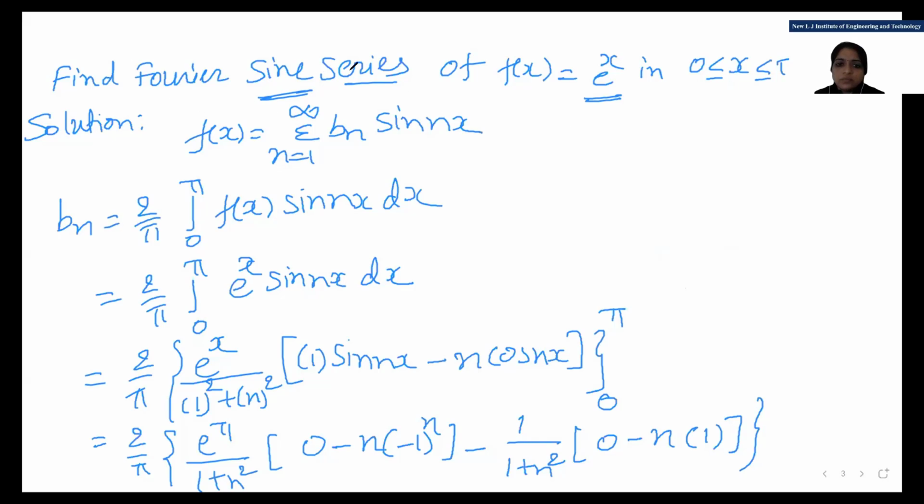So find Fourier sine series. This is our function. Our given period is 0 to pi, right? Now, students, have you any doubt in this question? If you have no doubt, then we'll move ahead. If you have any doubt, then please ask in the chat box.